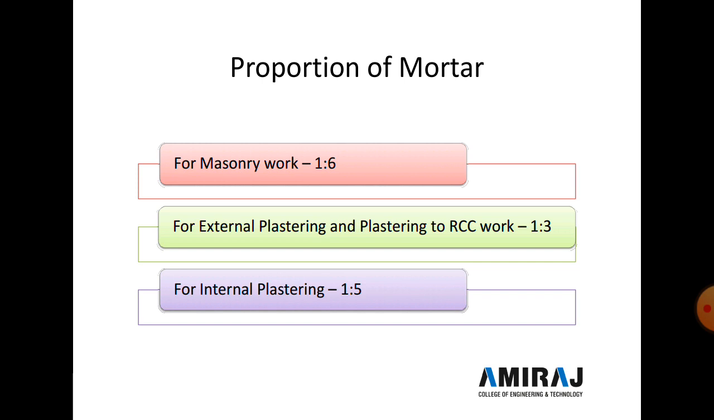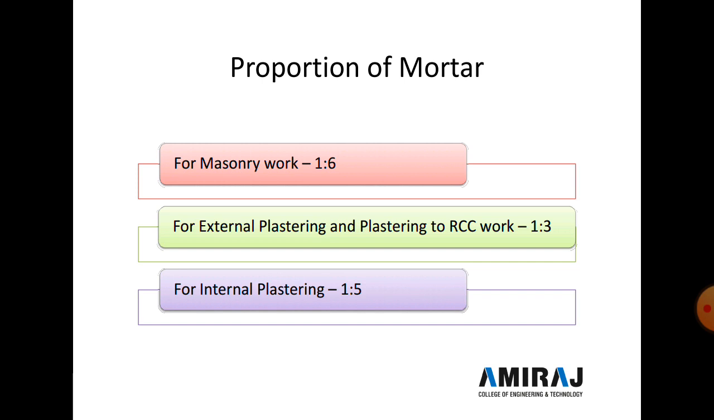Now next is the proportion of the mortar. For masonry work, the mortar is in a 1:6 proportion. So what is 1:6? 1 part cement and 6 parts sand. Also, we take this ratio by weight. So 1 kg of cement is equal to 6 kg of sand.